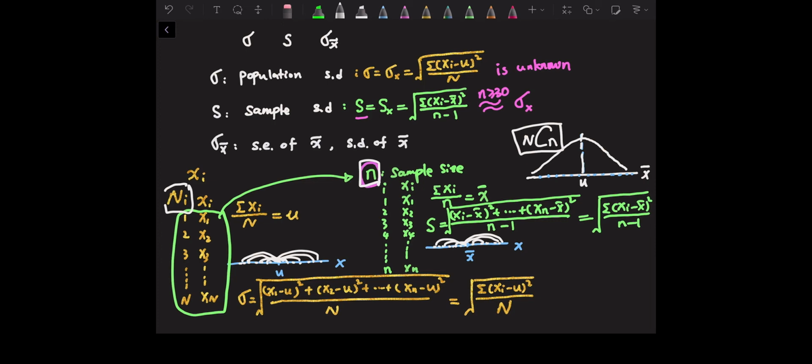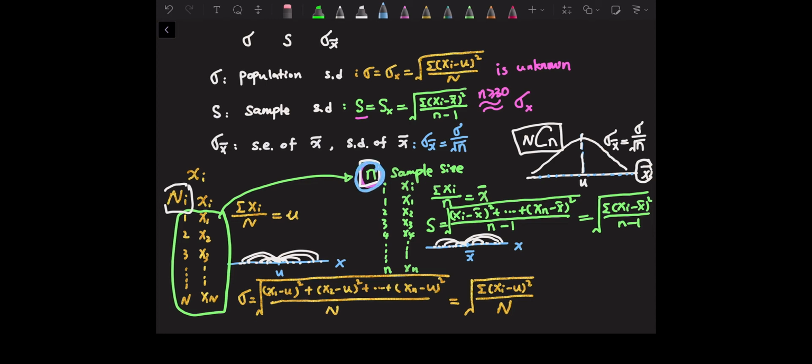And the standard error, the standard deviation of this variable, we write as sigma subscript x bar, the standard deviation of x bar. And we have the very famous, very useful square root of n rule. So sigma subscript x bar, the standard deviation of x bar, equals the population standard deviation divided by the square root of the sample size. This n is the sample size, the number of observations in the sample.